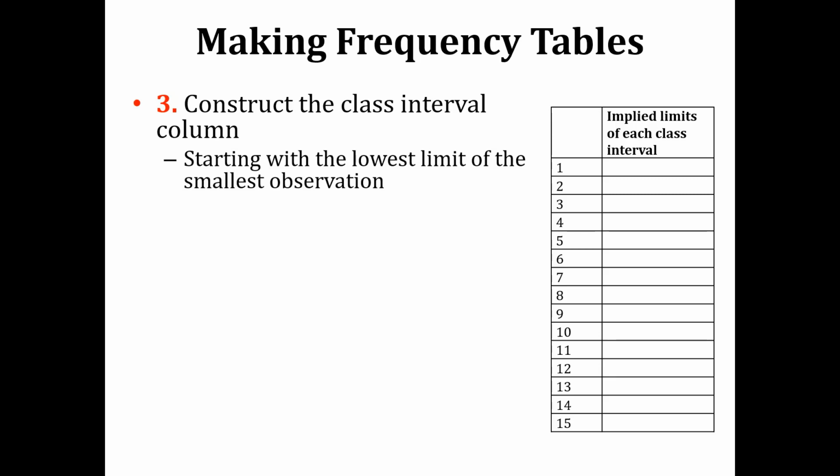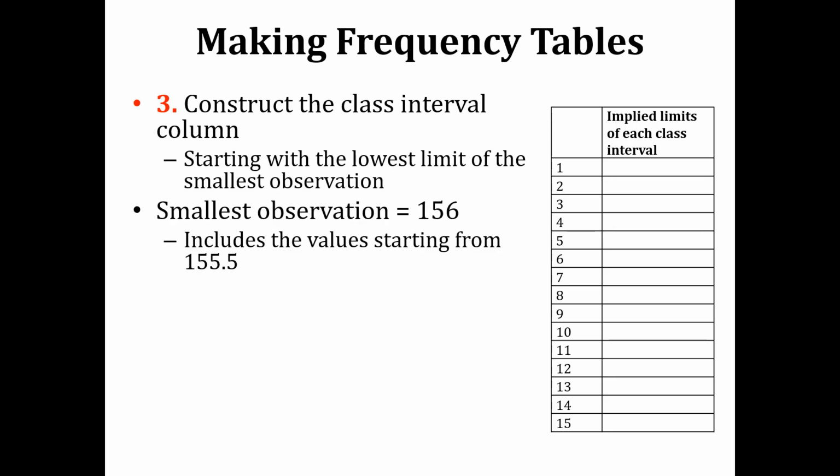We are going to start with the lowest limit of the smallest observation. So what is our smallest observation? Our smallest observation is 156. And what is the lower limit of this class? As we mentioned earlier, this 156 is a rounded off number, so all those numbers that range from 155.5 to 156.4 are going to be represented by the number 156. So it includes the values starting from 155.5, and the lower limit for our smallest observation is 155.5.